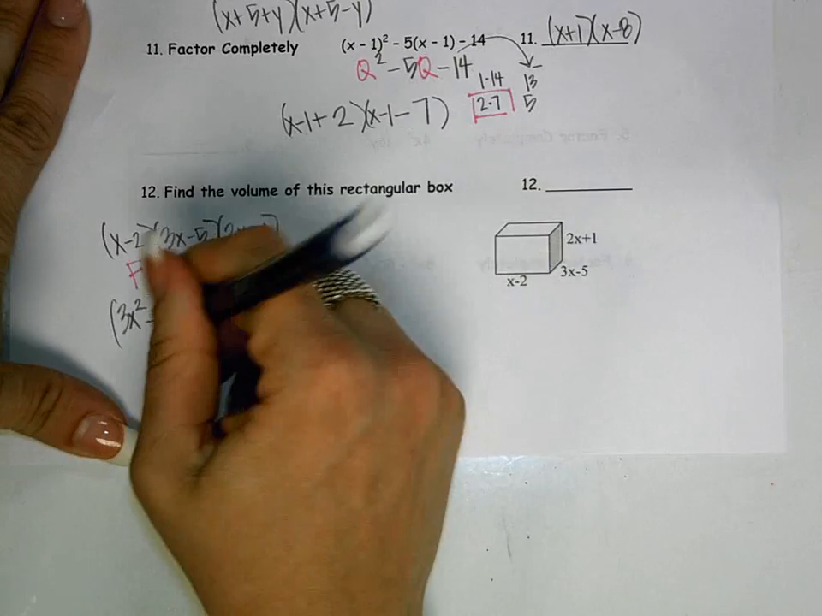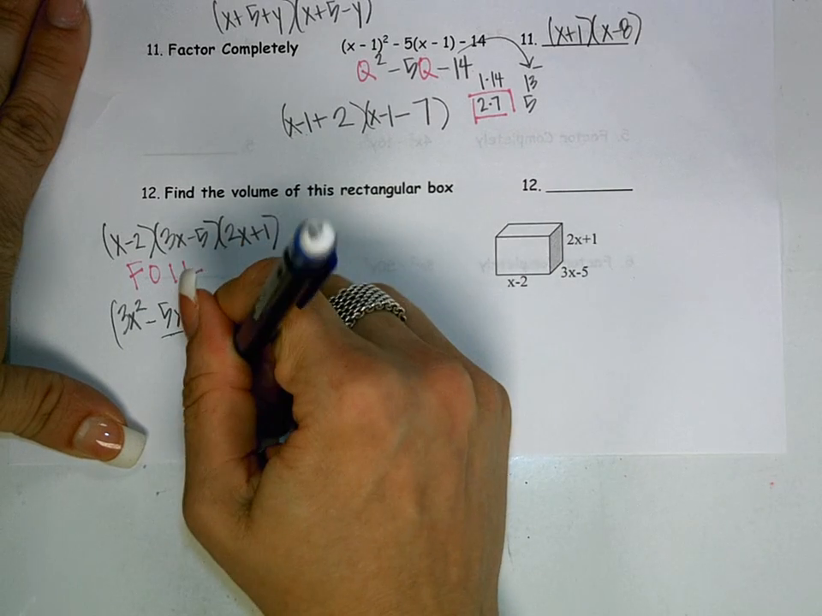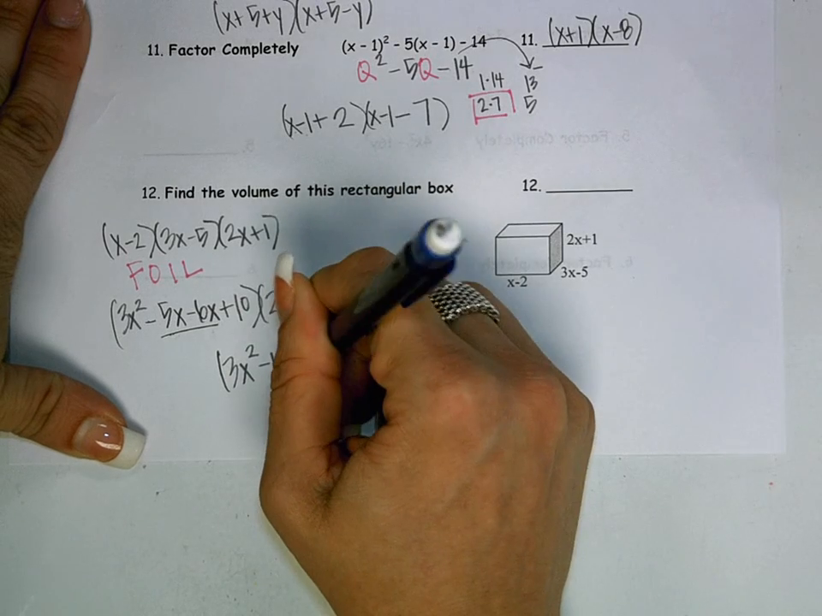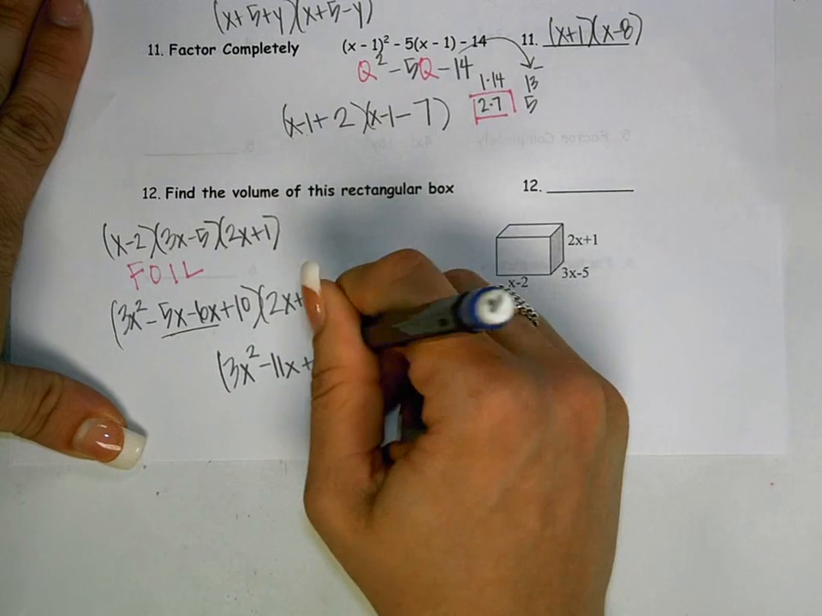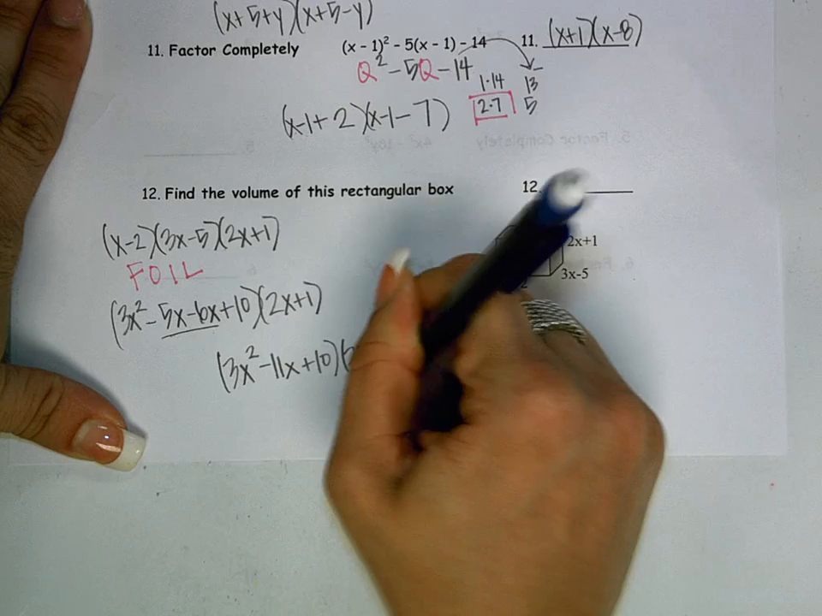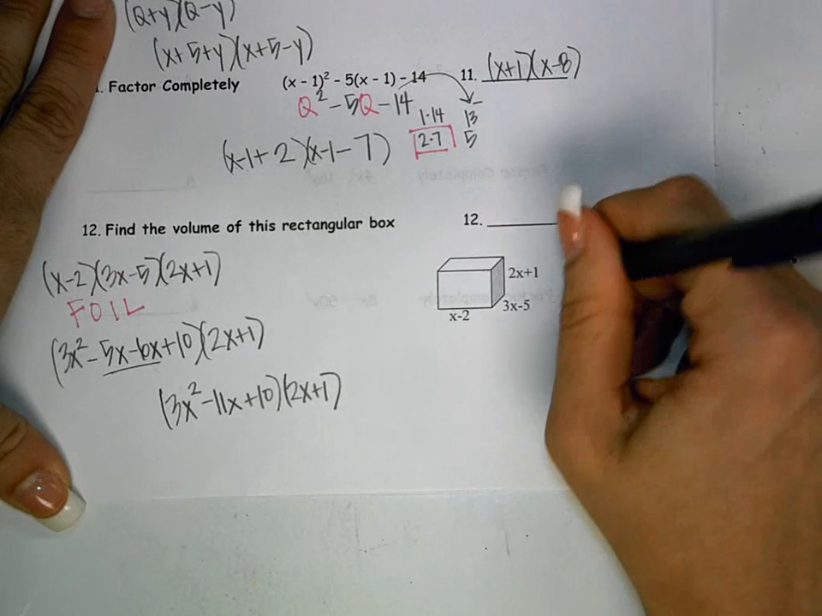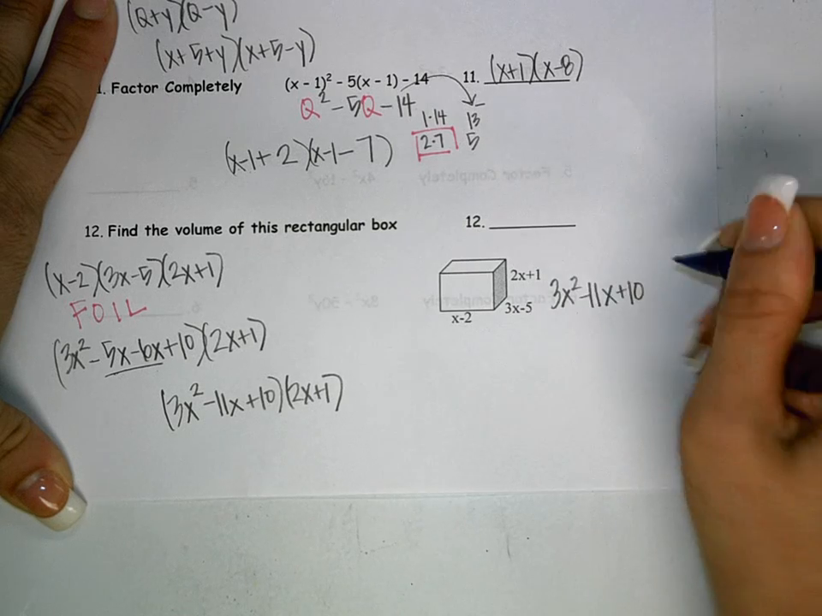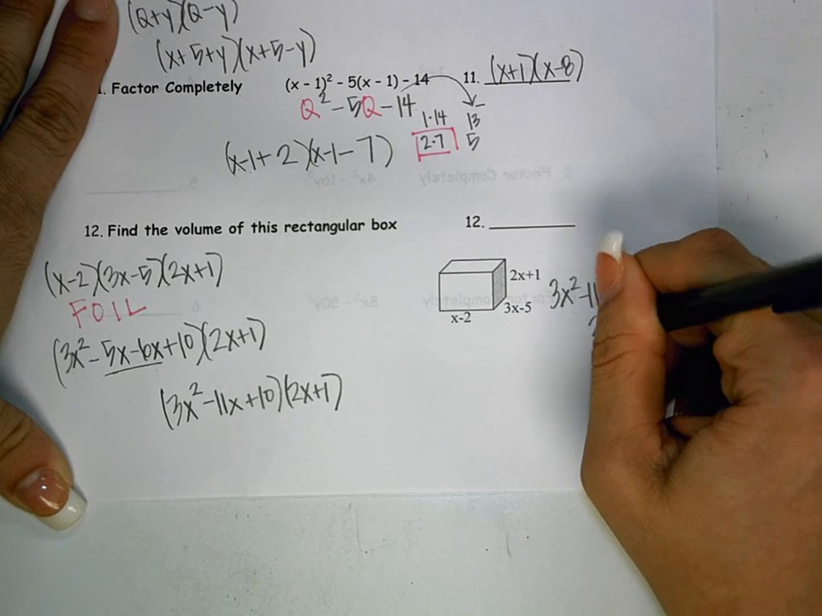So combine your like terms. Gives you 3x squared minus 11x plus 10. And I'm going to multiply that by 2x plus 1. I'm going to rewrite that so I have a little bit more room. 3x squared minus 11x plus 10. And then line up underneath it 2x plus 1.